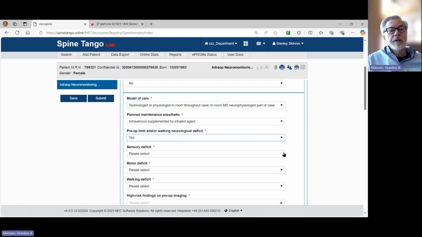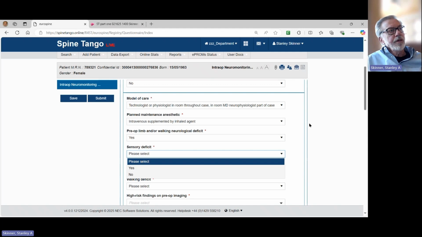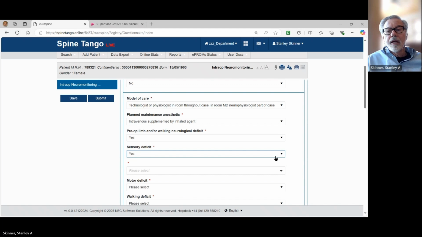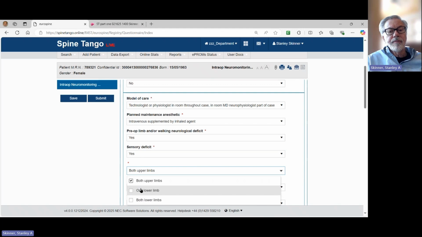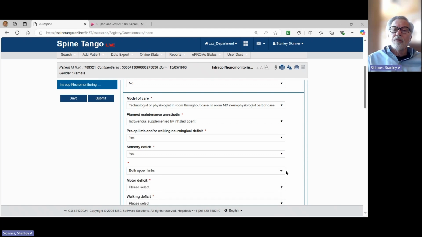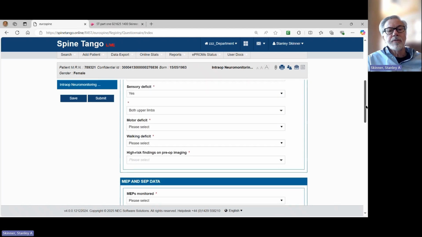Sensory deficits, so we're going to say this is a patient with cervical spondylosis, with high-grade stenosis at C4 through C6, with numb hands and gait imbalance. So we'll say the sensory deficit is yes. And we'll say it's both upper limbs. When more than one answer is possible, you may have to click outside the drop down in order to move along and get the other questions visible.